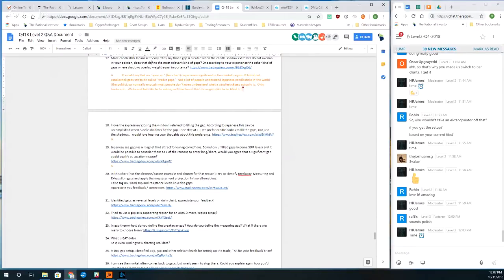Okay, number 18. I love the expression, quote unquote, closing the window, referring to filling the gaps. According to Japanese, this can be accomplished when the candle shadow hits the gap. I mean, yes, it is right, but I don't consider tails and wicks to be fully filled in the price action. I see that at TRI, we prefer candle bodies to fill the gaps, not just the shadow. I would love hearing your thoughts about this preference. Well, I just gave them to you.